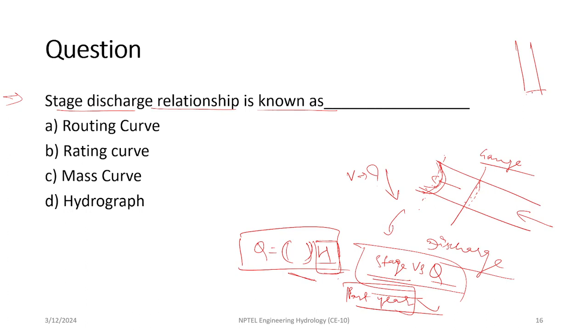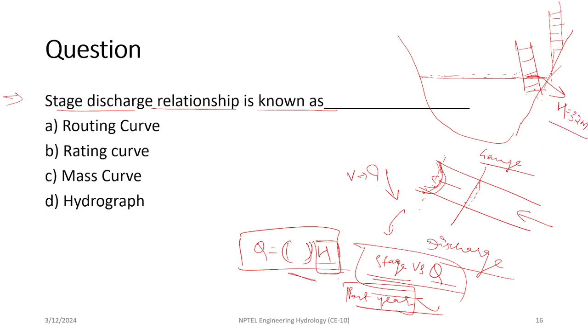You might have seen any CWC station, where graduated staffs are installed. Usually you can find it beneath the bridge, if there is a river flowing and an embankment already plotted there. You can see this kind of staff, and this represents the water level, that is, how much depth of water is there.